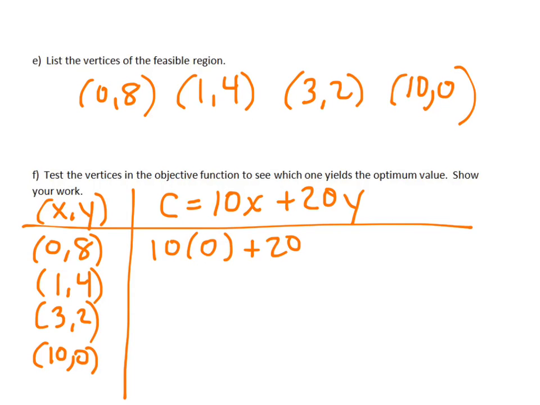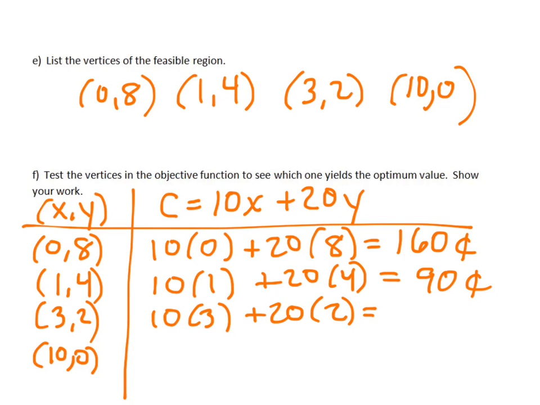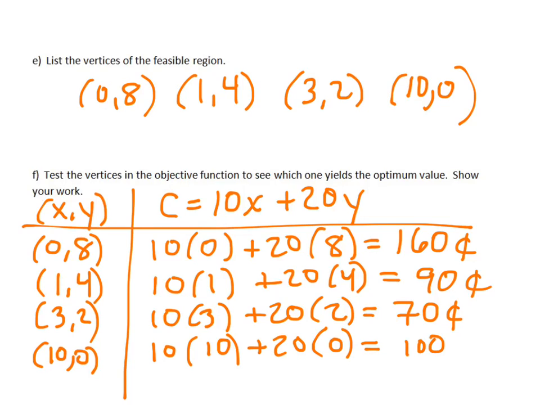So when she purchases 0 red pills and 8 blue pills, that's a cost of 160 cents. 1 red and 4 blue is 10 cents plus 80 cents, or 90 cents. 3 red and 2 blue is 30 cents and 40 cents, or 70 cents. And finally 10 red and 0 blue is 100 cents, or $1.